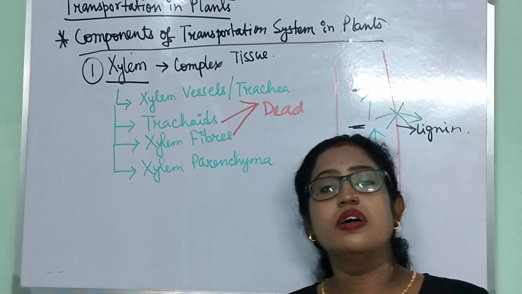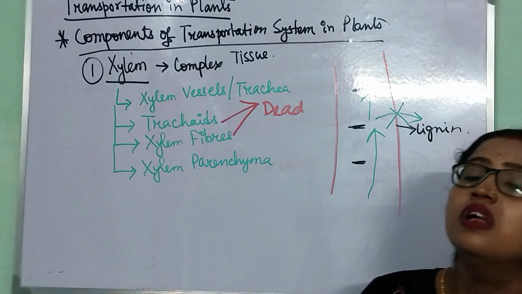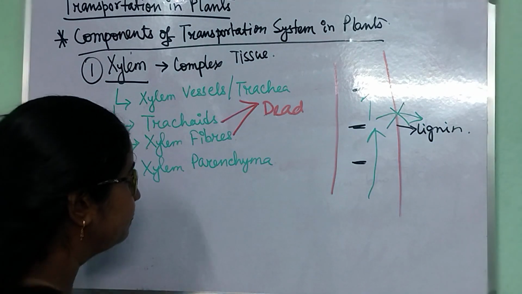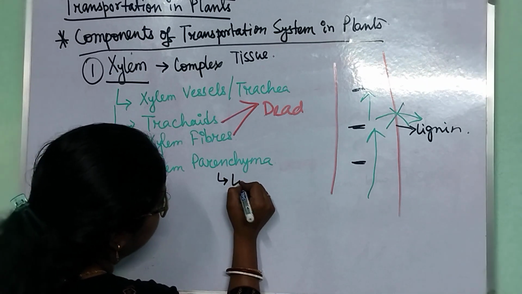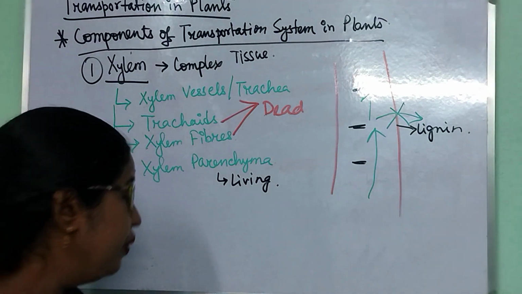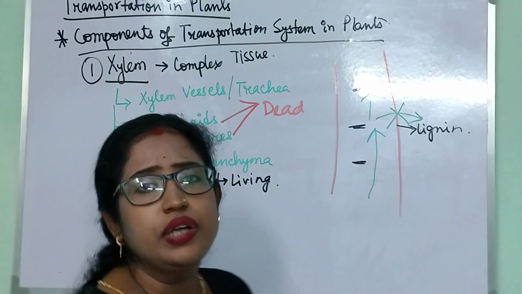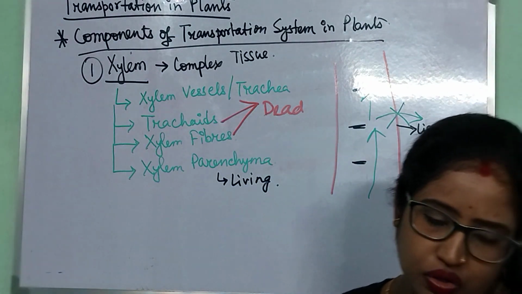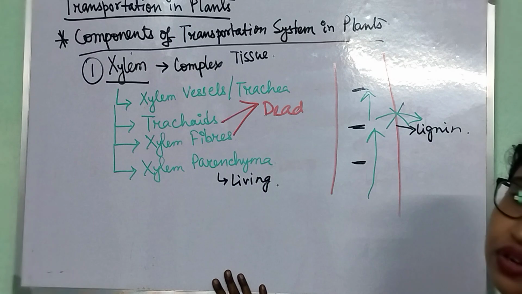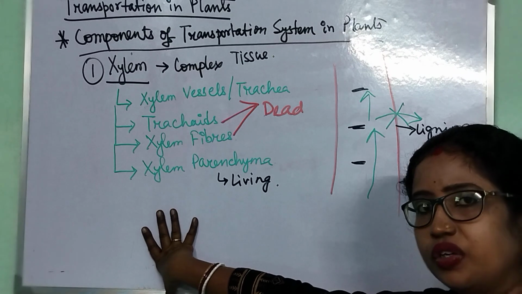Lastly, I will talk about the xylem parenchyma. So xylem parenchyma is made up of living cells. It is the only living component in the xylem, and it basically stores food and some other materials also. And this xylem parenchyma also helps in conduction of water. Basically it stores food, but it also helps in conduction of water.